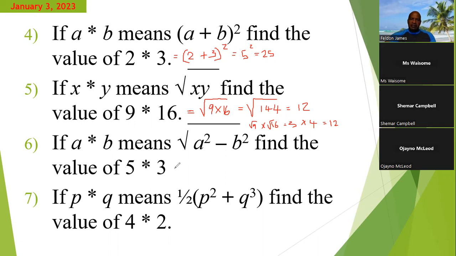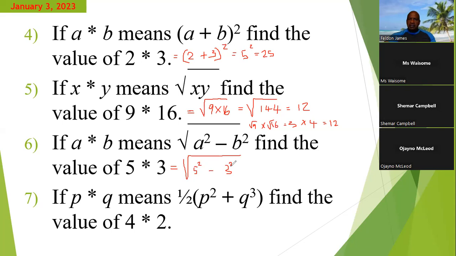So we have 5 star 3 already right here. So we're just going to say 5 star 3 equal to. All right, so first you're gonna substitute your values, sir. So we're going to write back the square root sign. And then we substitute for a, a squared, 5 squared, and for b squared, 3 squared.